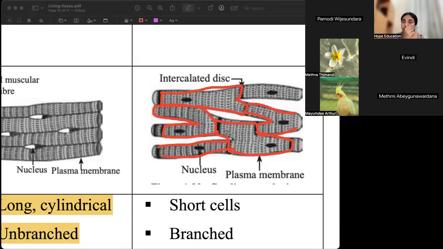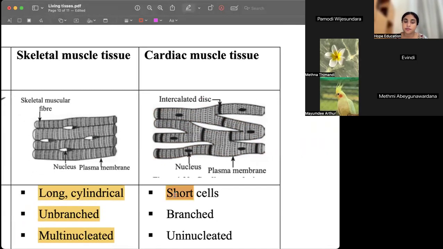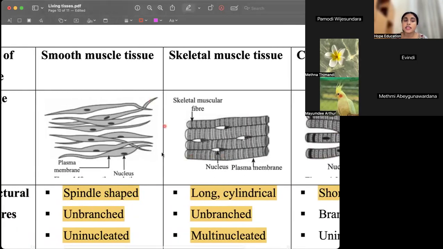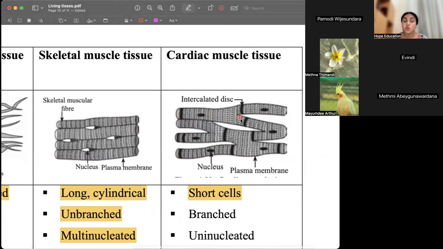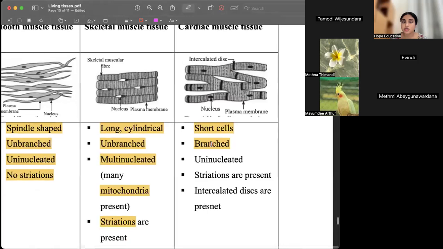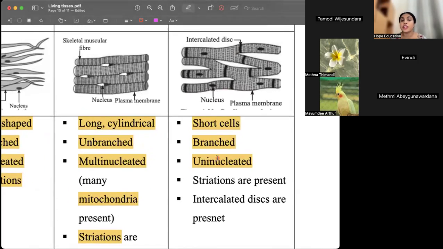Long and cylindrical. But in cardiac muscle tissue, the cells are not long. They're short. You can see that, no? Compared to the skeletal muscle tissue, in cardiac muscle tissue the fibers or the cells are pretty short. So we say that they have short cells. Now, unlike smooth muscle tissue and the skeletal muscle tissue, what you can see in the cardiac muscle tissue is that it's branched. You can see branches. One cell has two branches. So there are multiple branches like this. Therefore, it is branched.